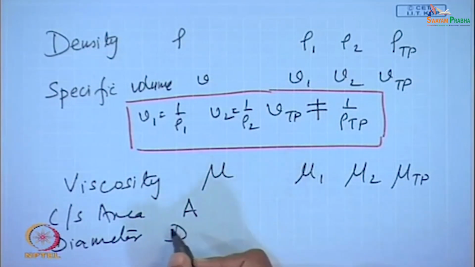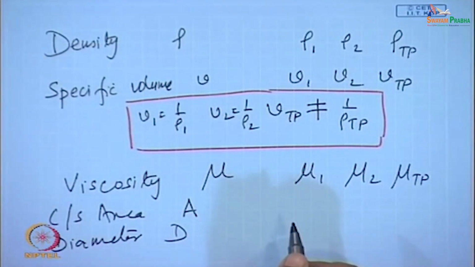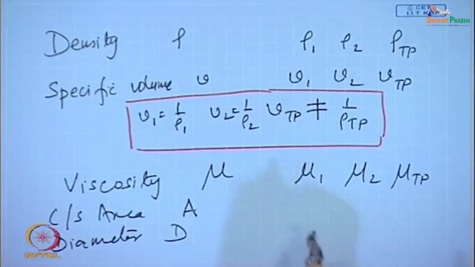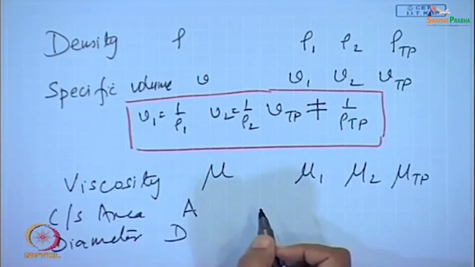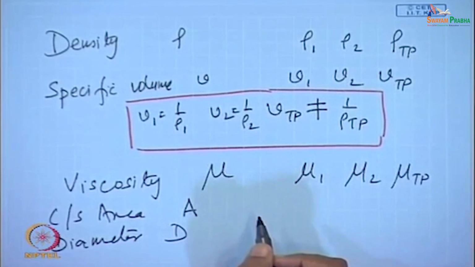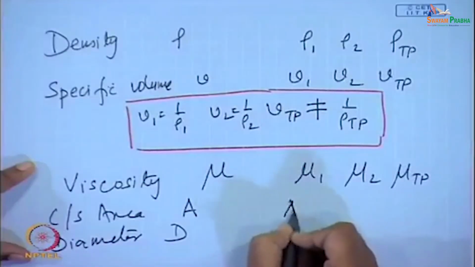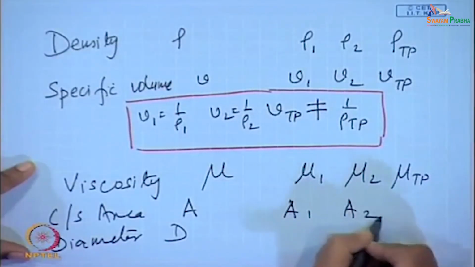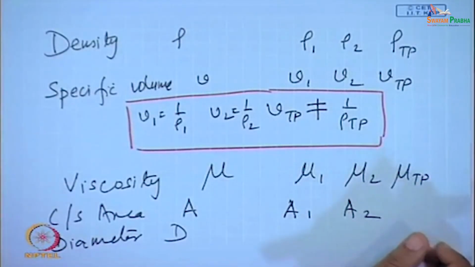So, therefore, for single phase flow, if you just measure the diameter of the pipe and the length of the pipe, you find out the cross section, it is sufficient. In this particular case, in addition to the total cross sectional area, it will be important for you to know how much of the cross sectional area is occupied by phase 1, how much of it is occupied by phase 2. So, accordingly, we have A1 here, we have A2 here, where naturally A equals A1 plus A2.